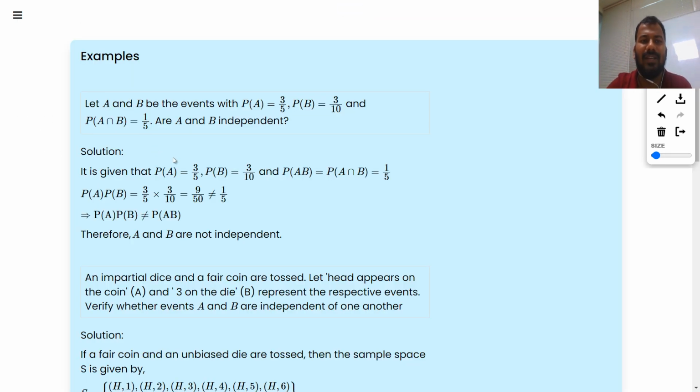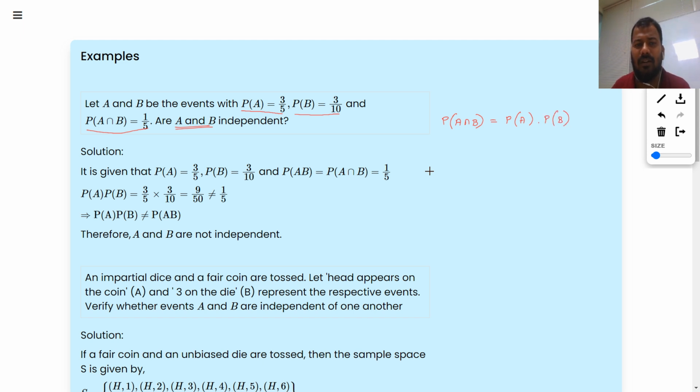Let's try taking out a few examples here. First example goes like this. Let A and B be events with probability of A equal to 3 over 5, probability of B is 3 over 10, and probability of A intersection B is 1 over 5. Check whether A and B are independent or not. In order to satisfy the independence condition, I need to prove that probability of A intersection B is equal to probability of A times probability of B.